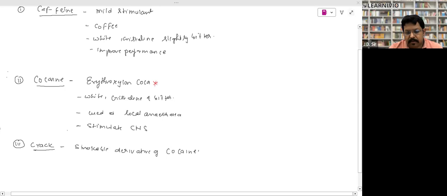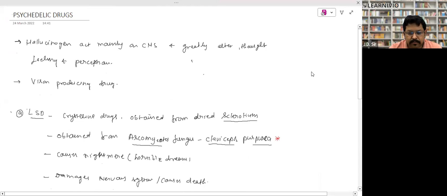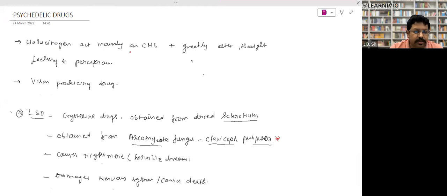Last but not the least, psychedelic drugs. Basically, psychedelic drugs are hallucinogens. They act mainly on the central nervous system and greatly alter the thought and perception of a person and the feeling of a person. They are very dangerous, right? These are the people who take the drug and live in another world, right?